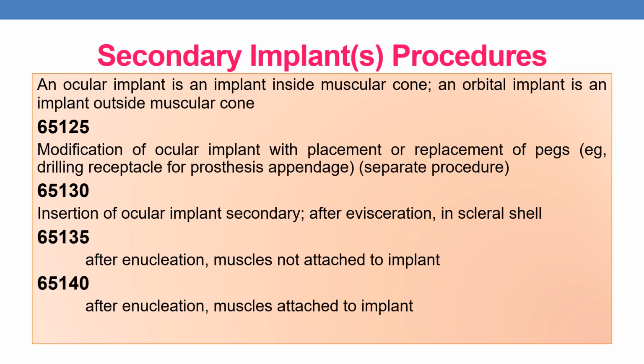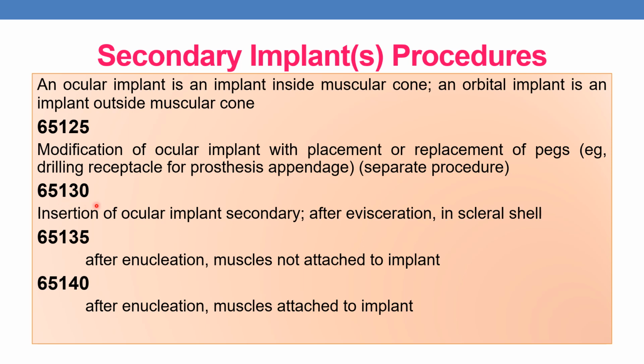Now coming to the next topic, that is secondary implant procedures. There are two implants, ocular implant and orbital implant. An ocular implant is an implant inside the muscular cone, whereas an orbital implant is an implant outside the muscular cone. So the first CPT is 65125, modification of ocular implant with placement or replacement of pegs. For example, drilling receptacle for prosthesis appendage.